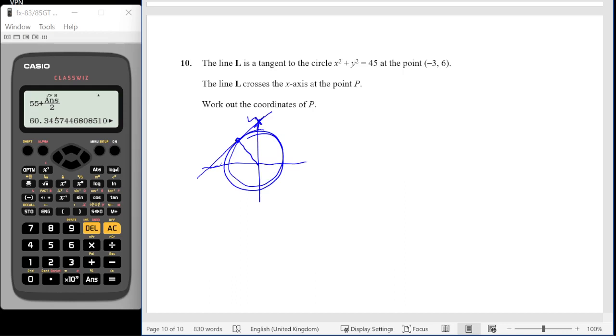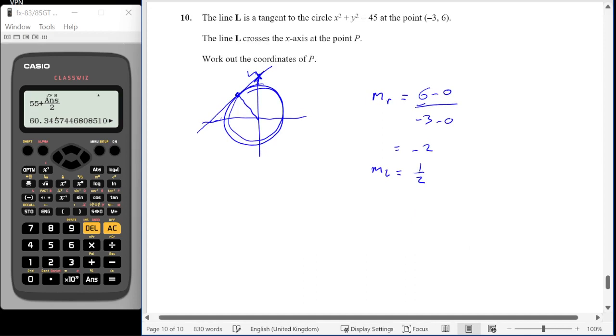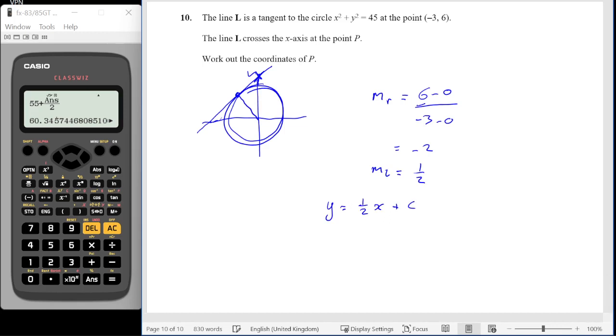Okay, so the first thing I'm going to do is work out the gradient of the radius. So the m of radius is going to be equal to change in y divided by change in x. So 6 minus 0 divided by minus 3 minus 0, so that's going to be a gradient of minus 2. So the perpendicular gradient, or the gradient of L, is going to be the negative reciprocal of that, so that's going to be a half. So my equation is going to be y is equal to a half x plus c.